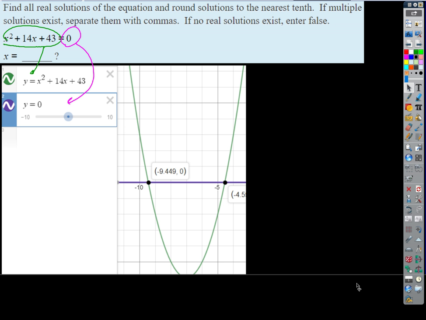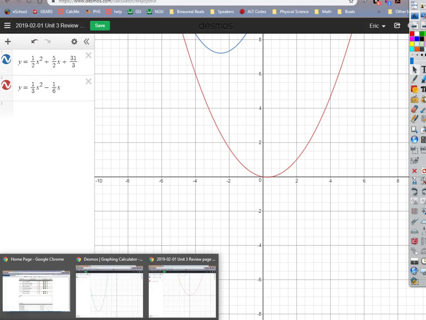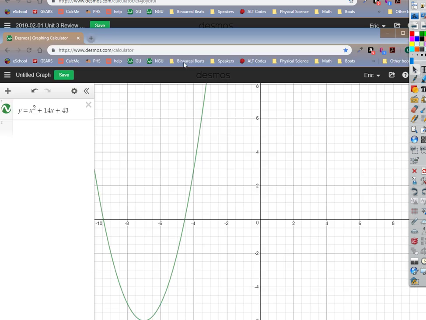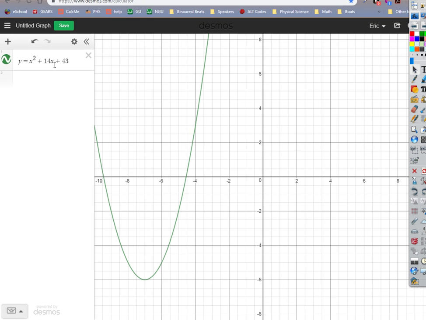But let's get even a little more familiar with Desmos because there's some things about it that make this process easy if you know about them. So do we really even need to graph y equals 0? The answer is no, and I'll show you why. If I pull that graph up, there it is, okay? Everybody agree that's the graph? Well, trust me, that's the graph we were looking at, right? It was x squared plus 14x plus 43. We were trying to find where that equaled 0, right?